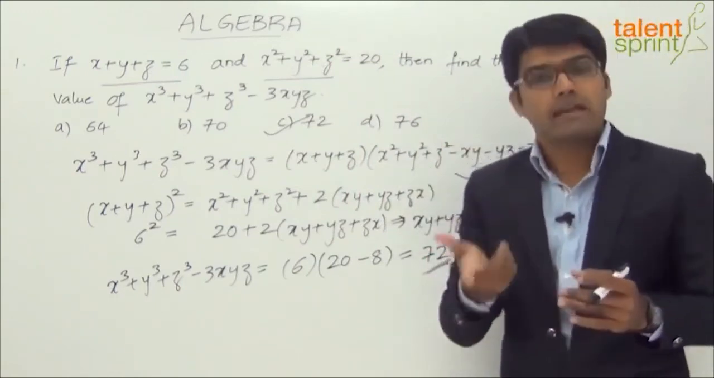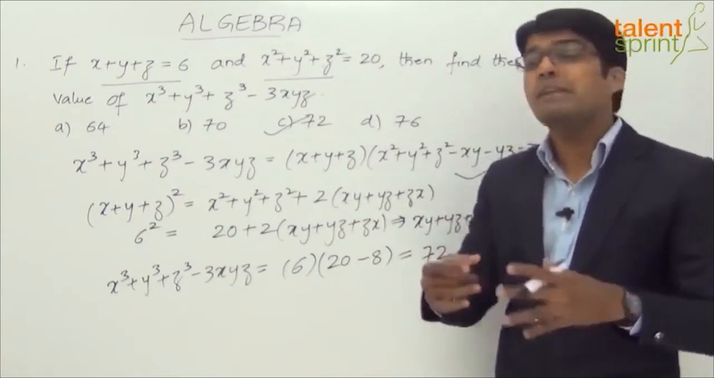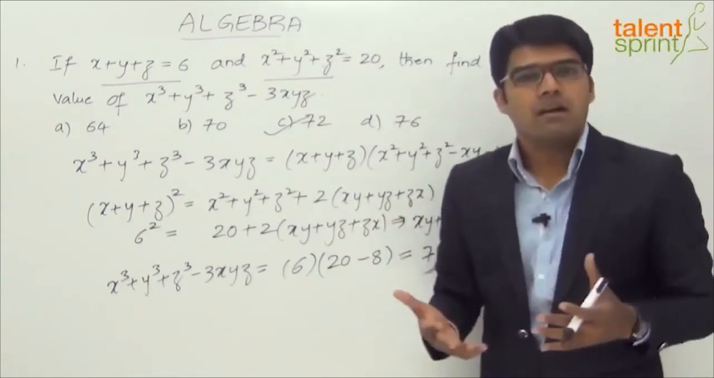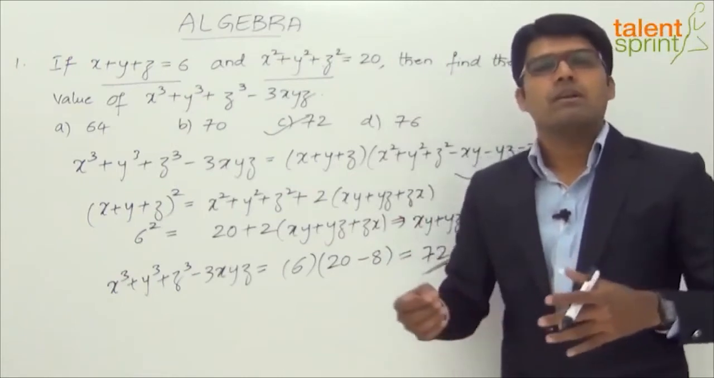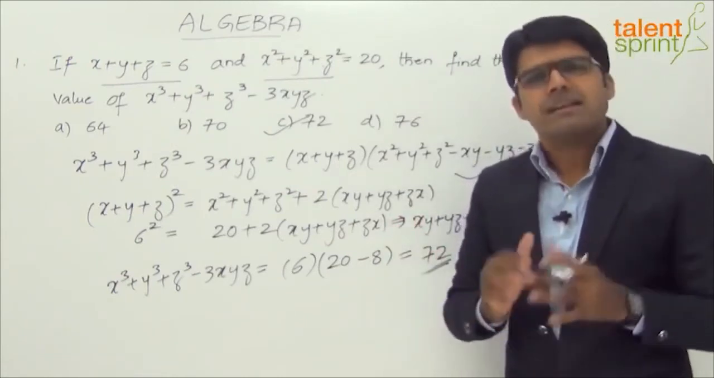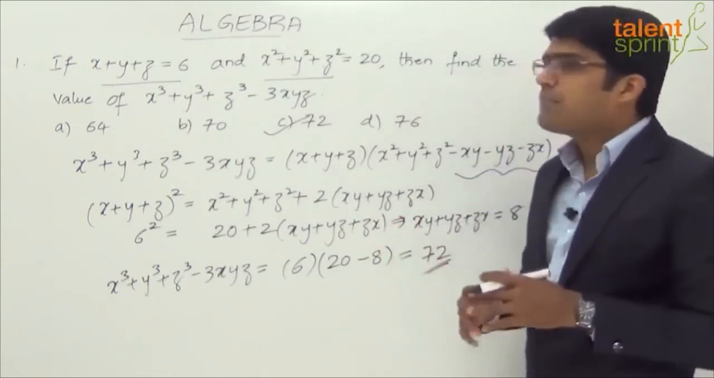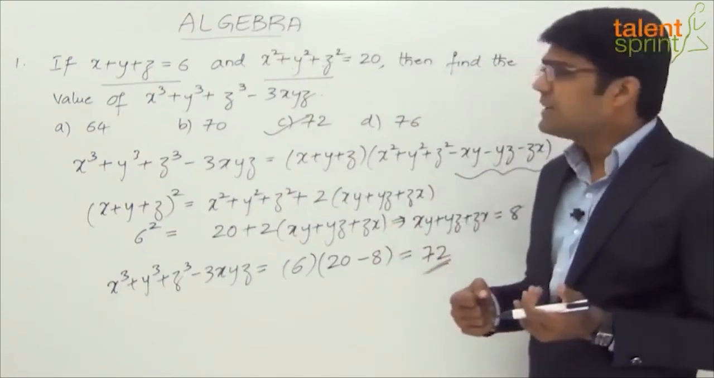Maximum it can be 4, and we are assuming that these are integer values. Let's not complicate the solution by taking up some fractional values or other numbers. Let's assume these are all integers. So maximum it can be 4. It cannot be more than 4.